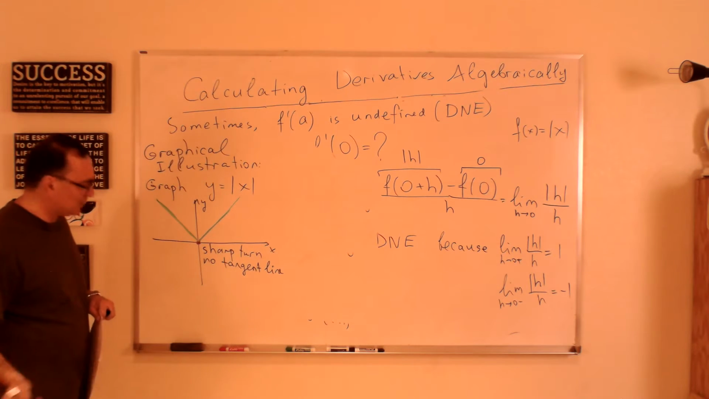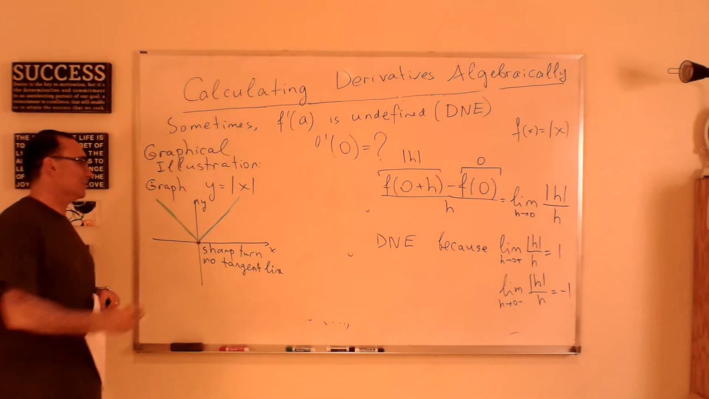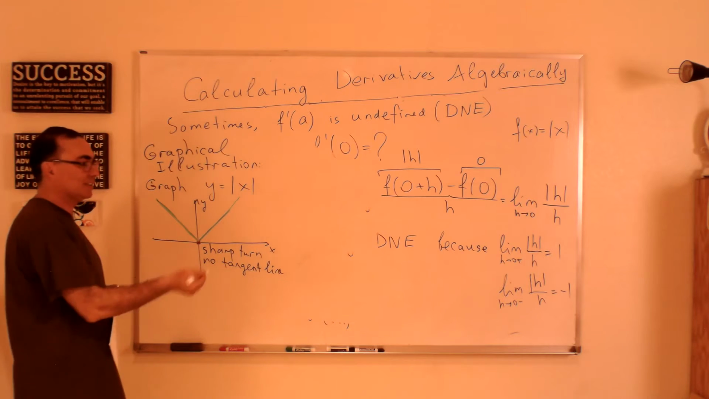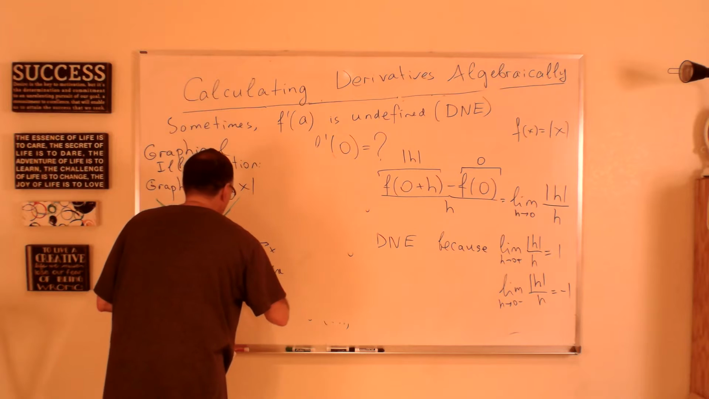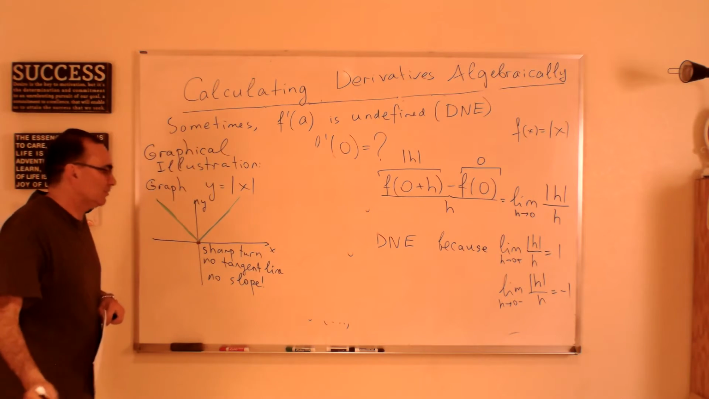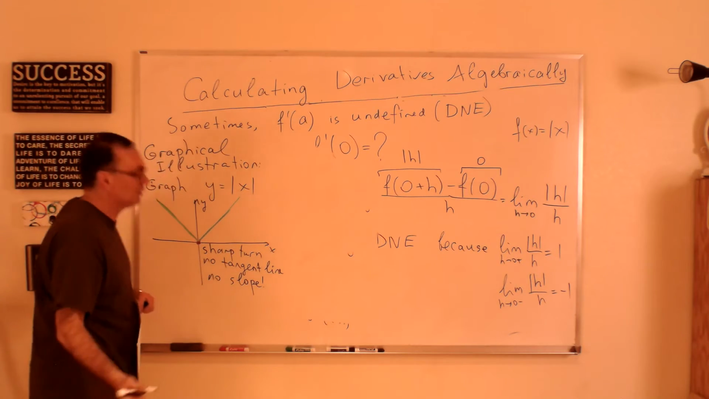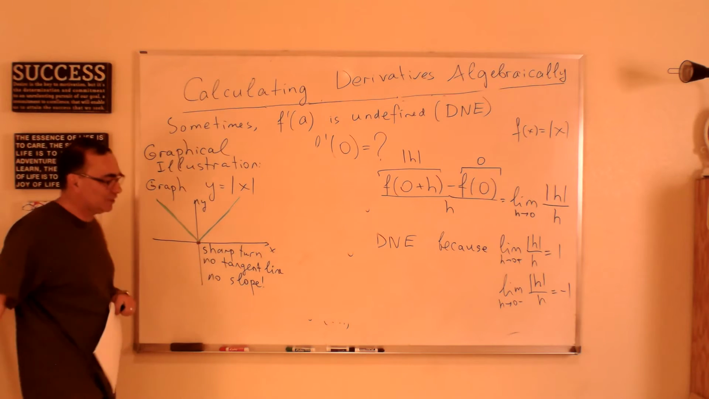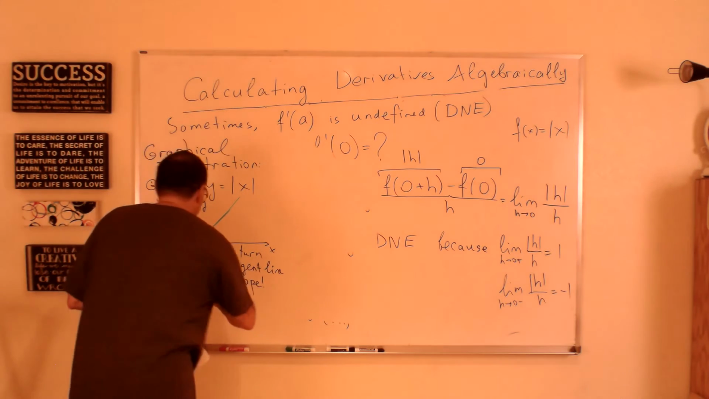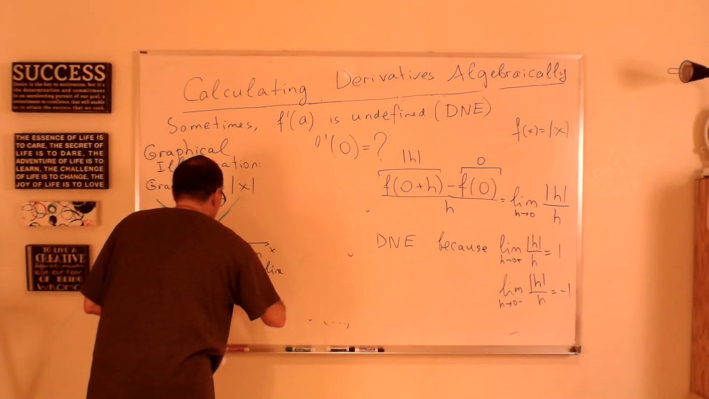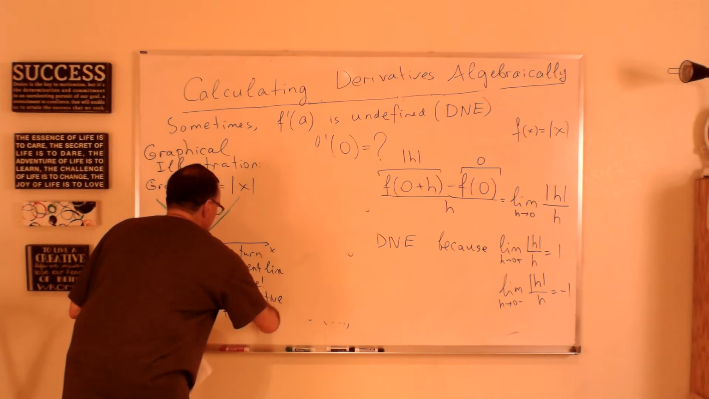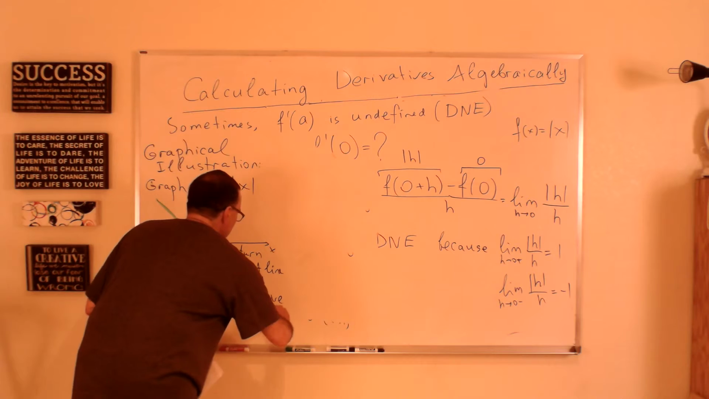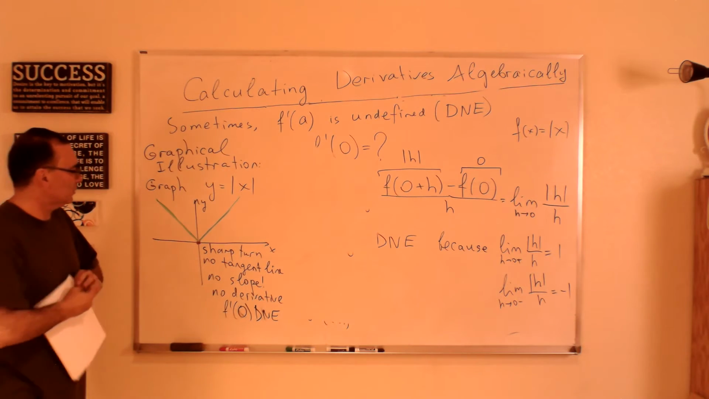And no tangent line means that there is no slope of the tangent line, because the slope of a line doesn't exist by itself. It should be the slope of a line. No tangent line means no slope. And no slope means no derivative, because the derivative equals the slope of the tangent line. If there is no tangent line and therefore no slope, that means no derivative. In other words, f prime of 0 does not exist.